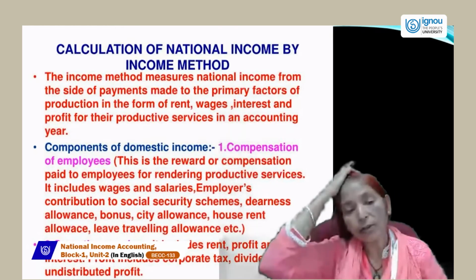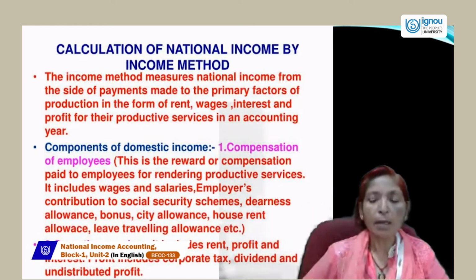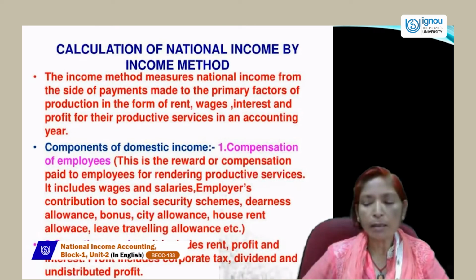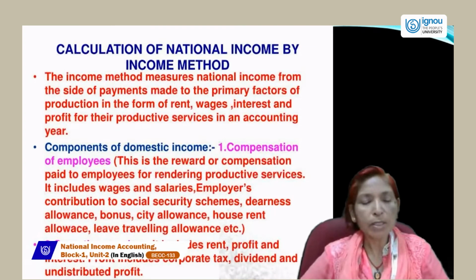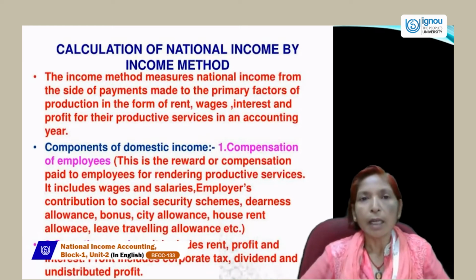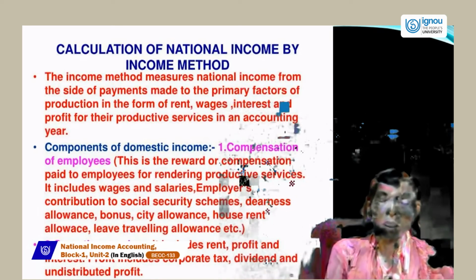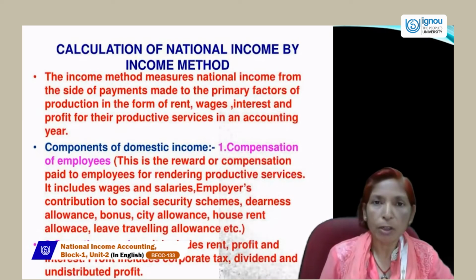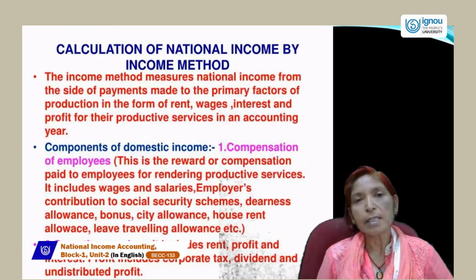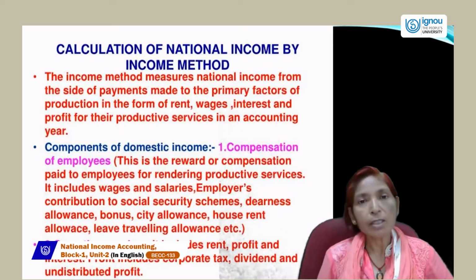And the third component of domestic income is mixed income. Mixed income is the sum of income from work, income from property, and income from entrepreneurship. In India, so many people are earning mixed income. We can't classify their income into only one category, like income from work or income from property. They are earning from all the sources: income from work, income from property, and income from entrepreneurship. If any person is getting income from these three sources, that person's income is known as mixed income.